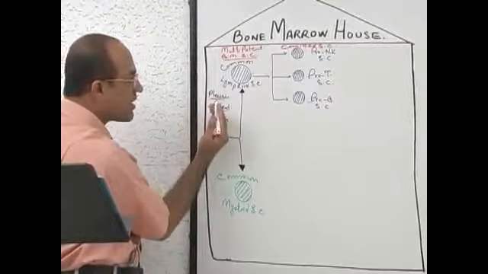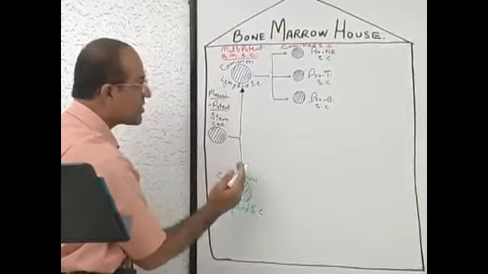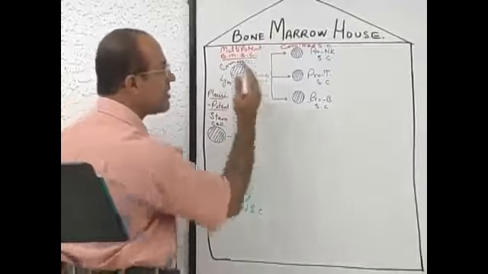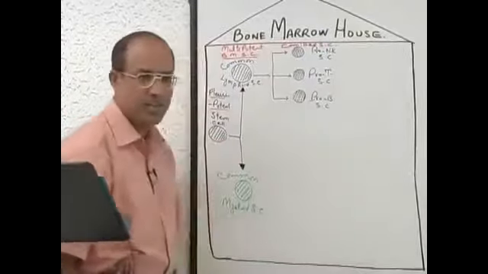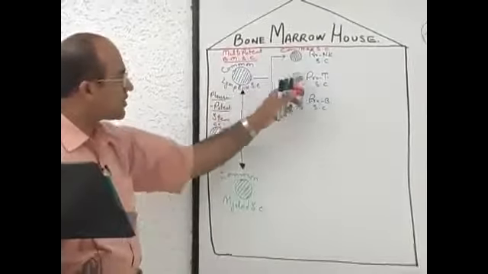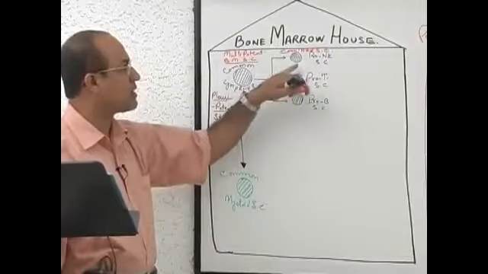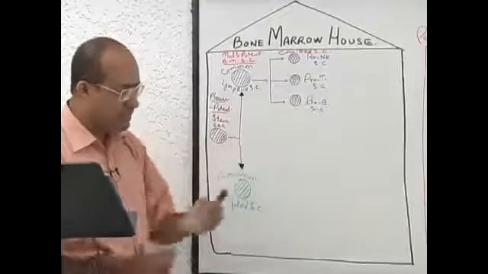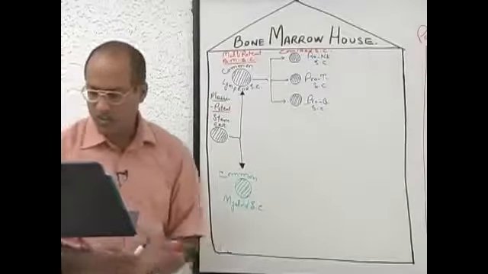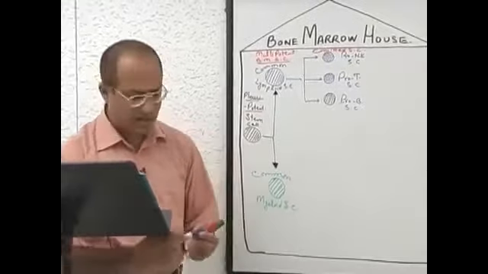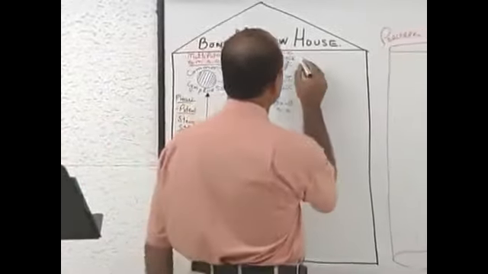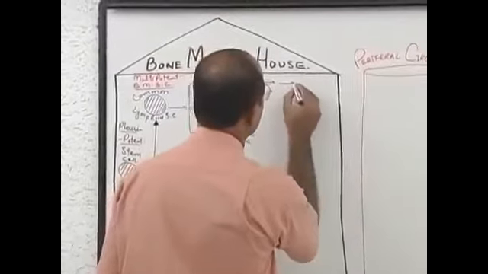So pluripotent stem cells divide into multipotent stem cells. Multipotent stem cells can divide into committed stem cells. Now I have made the committed stem cells which are derived from the common lymphoid stem cell. Now these are pro-natural killer cells, and these committed cells will eventually go into peripheral circulation.